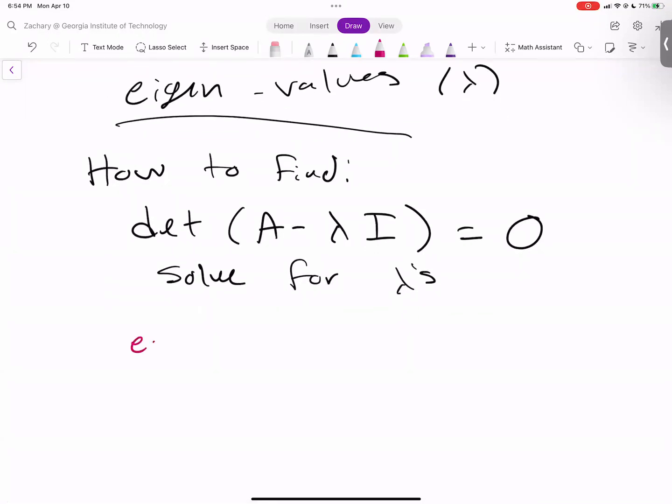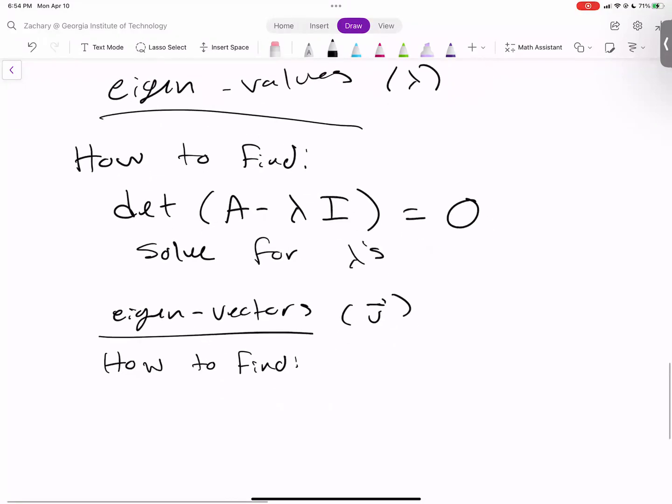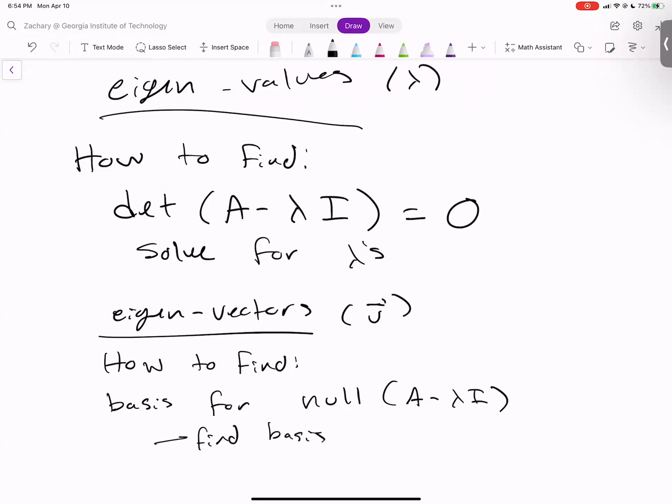Likewise, for eigenvectors, these don't have any fancy letters. We just call them V. And for how to find them, it's always exactly the same process. Find a basis for the null space of A minus lambda I.